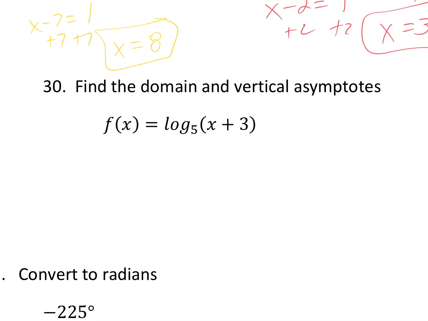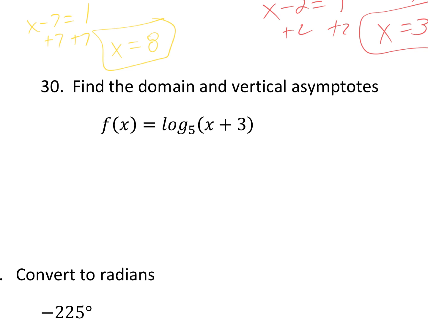Ooh, find the domain and vertical asymptote. Kind of remember doing this, 3.1, 3.2. When I have a log, what do I do to find the domain and the vertical asymptote? I set the parenthesis equal to 0. That's it. So subtract 3 from both sides, so x equals negative 3. That's your vertical asymptote. That's the line that your graph's going to get really, really close to, but not touch.